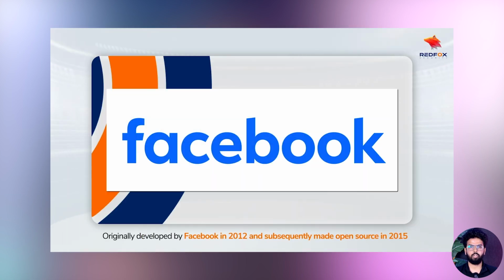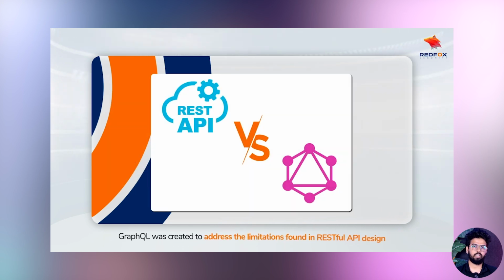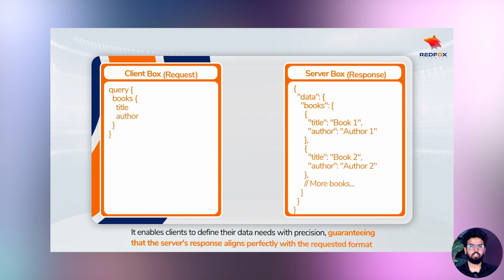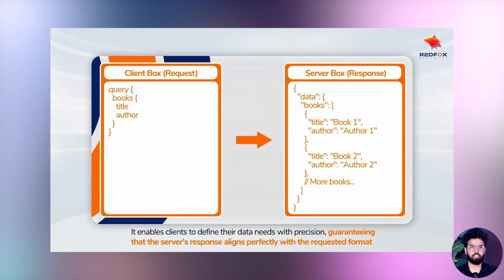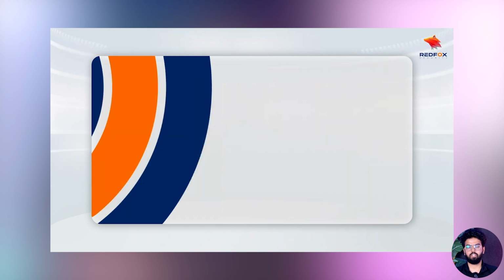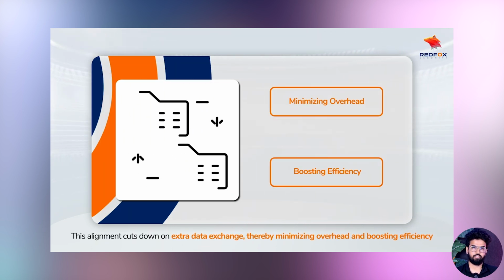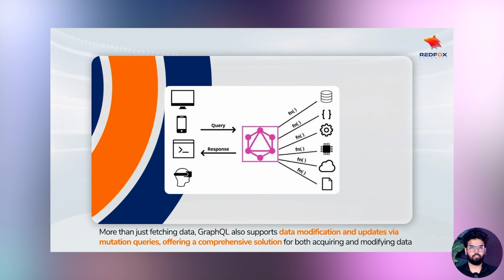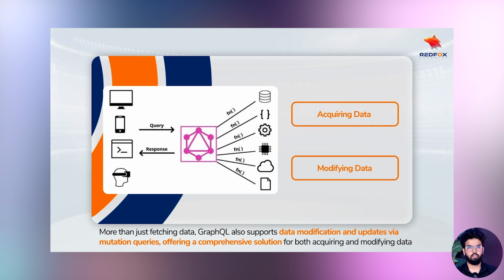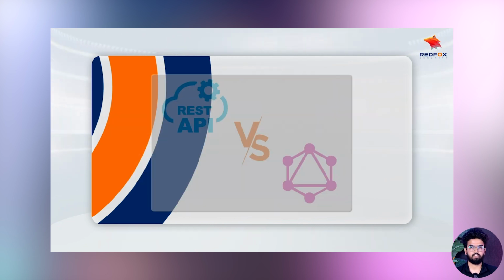Originally developed by Facebook in 2012 and subsequently made open source in 2015, GraphQL was created to address the limitations found in RESTful API design. It enables clients to define their data needs with precision, guaranteeing that the server's response aligns perfectly with the requested format. This alignment cuts down on extra data exchange, thereby minimizing overhead and boosting efficiency. More than just fetching data, GraphQL also supports data modification and updates via mutation queries, offering a comprehensive solution for both acquiring and modifying data.